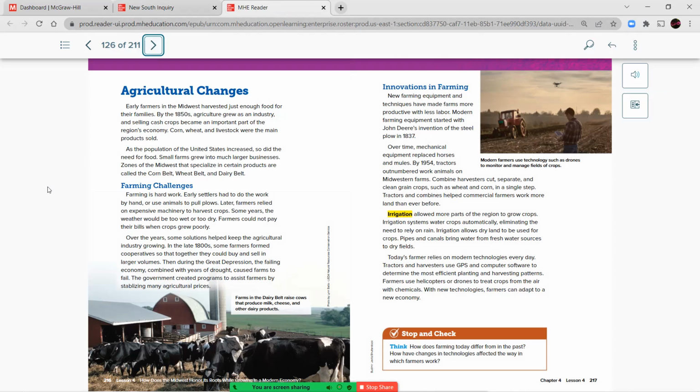Early farmers in the Midwest harvested just enough food for their families. By the 1850s, agriculture grew as an industry and selling cash crops became an important part of the region's economy. Corn, wheat, and livestock were the main products sold. As the population of the United States increased, so did the need for food. Small farms grew into much larger businesses. Zones of the Midwest that specialized in certain products are called the Corn Belt, Wheat Belt, and Dairy Belt.